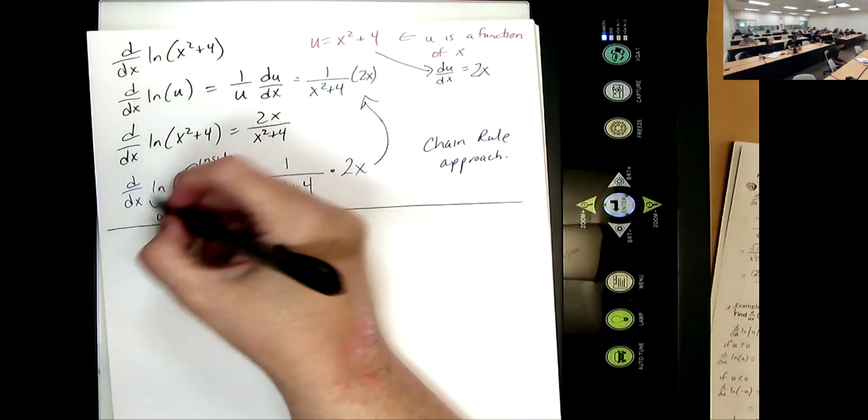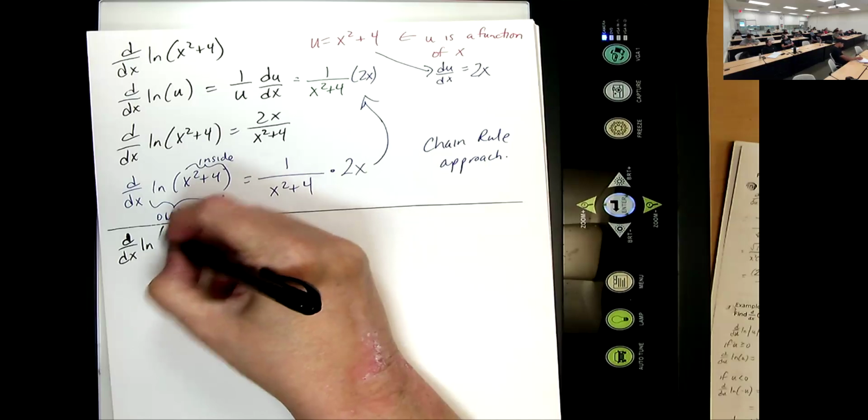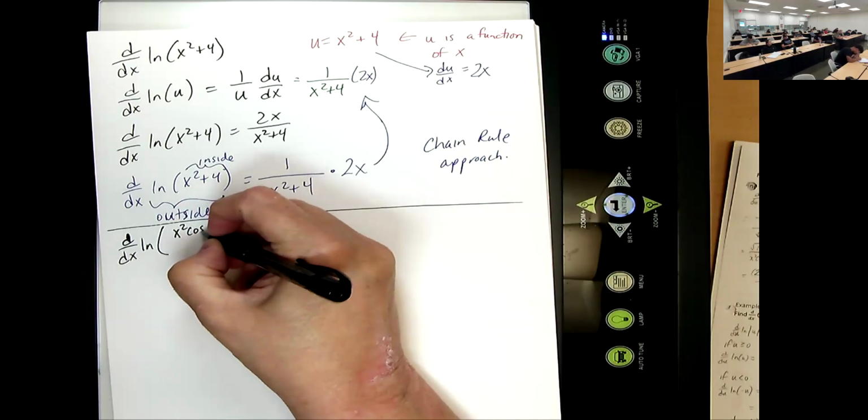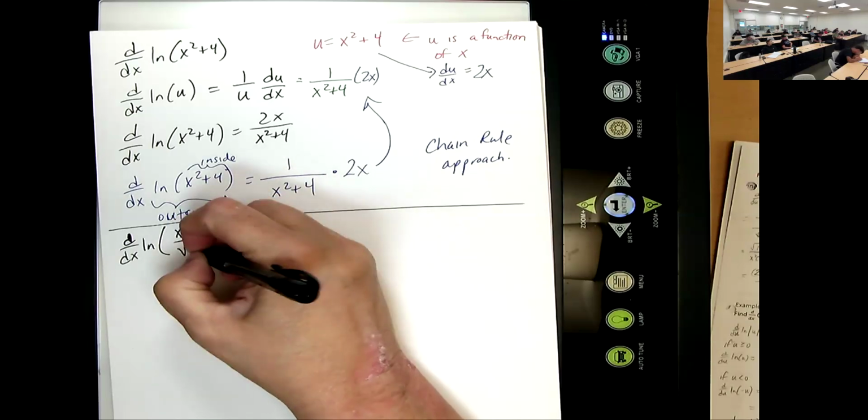Let's do d/dx of the natural log of x squared cosine x over the square root of 1 plus x.